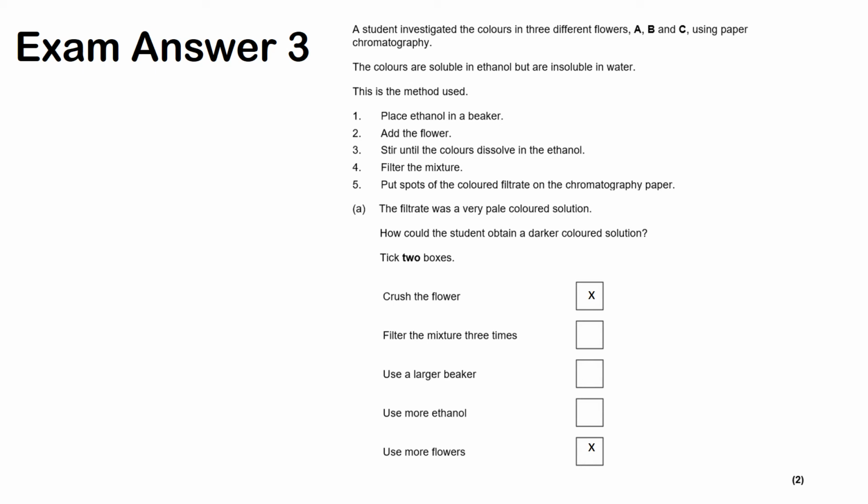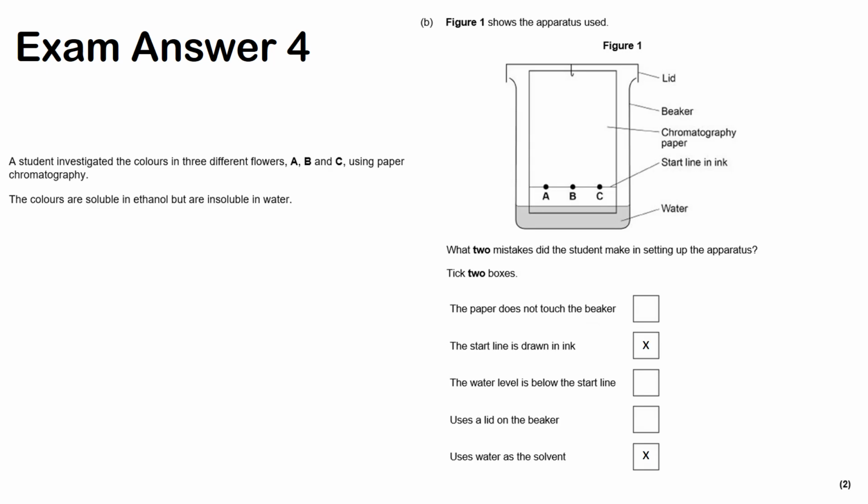And then the last option, use more flowers. And again, if you use more flowers, that's going to give you more dye into the ethanol, so that's going to give you a darker colour. So it's the first one and the last one. Crush the flour and use more flowers. And then question number 4. Figure 1 shows the apparatus used. What 2 mistakes did the student make in setting up the apparatus?